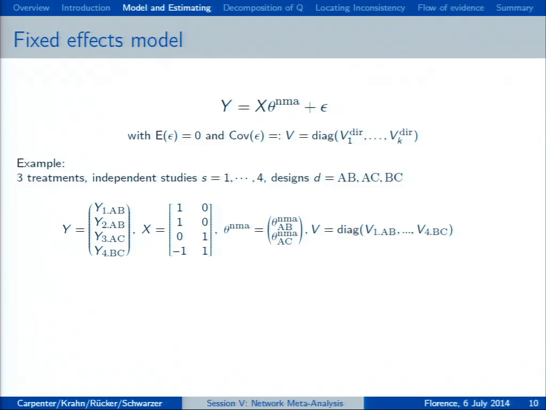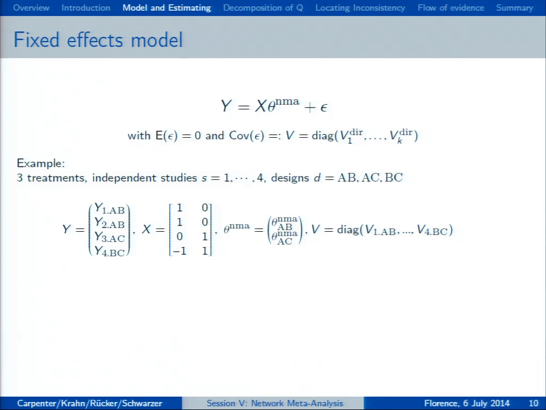So here is an example: we have a network with 3 treatments and 4 independent studies. Two studies with design AB, 1 study with design AC, and 1 study with design BC. So for these 4 two-arm studies, we have 4 entries in the vector of observed treatment effects. And we have the corresponding covariance matrix with the 4 variances of these studies on the diagonal.